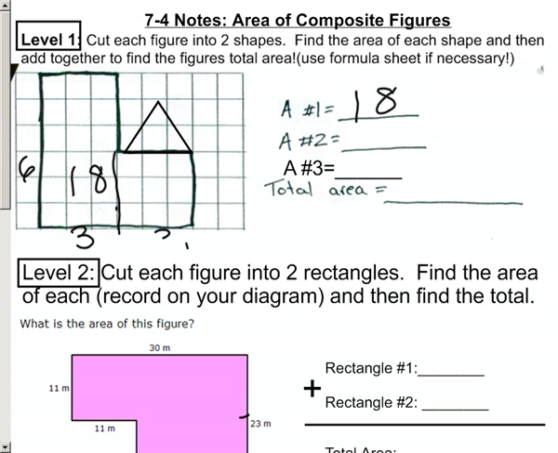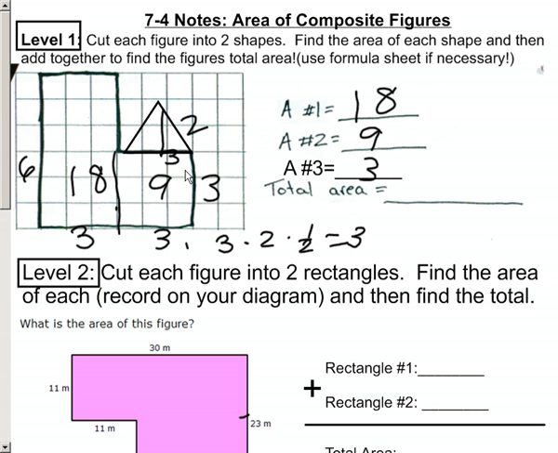Then we're going to do a square. We have 3 by 3. We know that formula, base times height again, gives us 9. And for a triangle, our base is going to be 3. We're going to have a height of 2. We know the formula for a triangle is base times height times half. That formula is going to give us an answer of 3 for the area of our triangle.